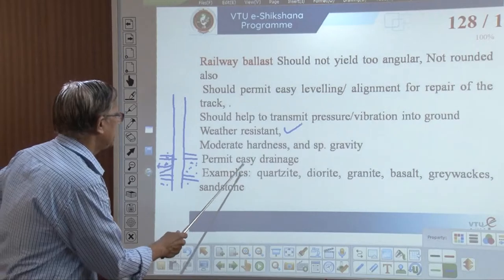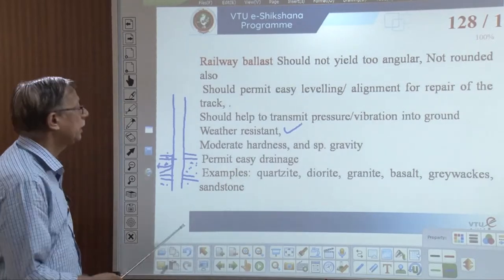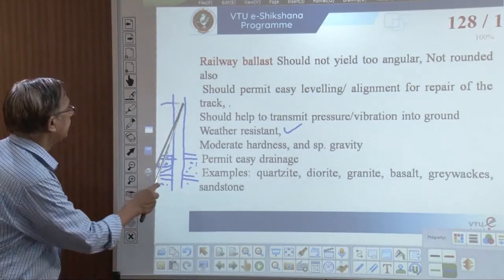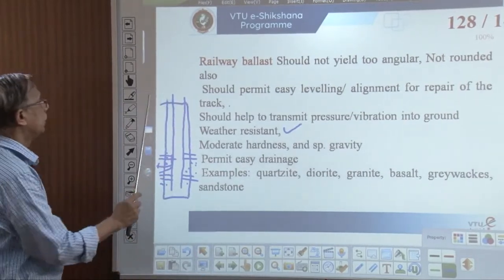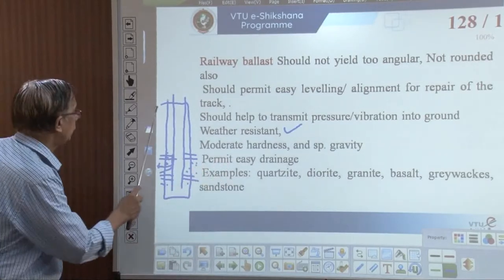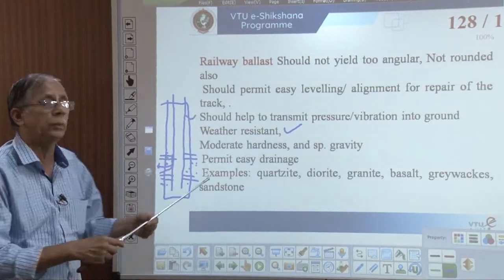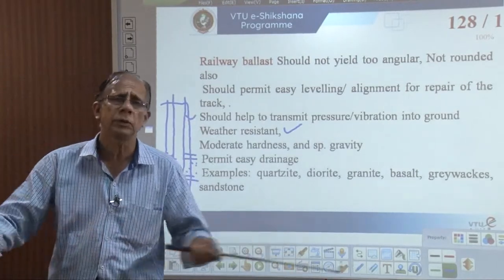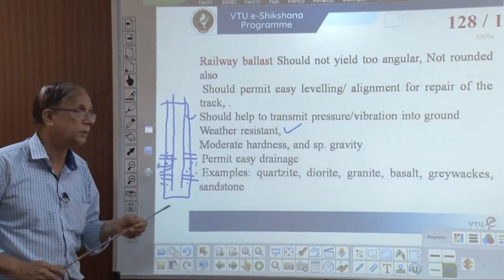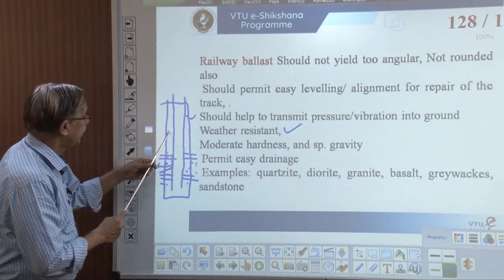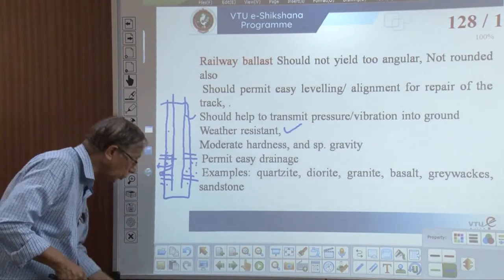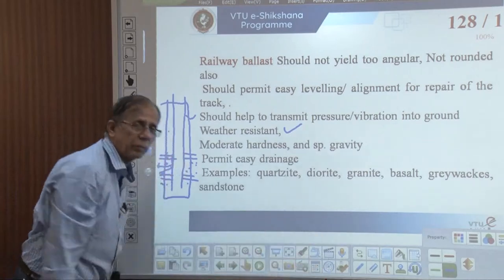They permit easy drainage. In a heavy rainfall area like Konkan Railway, we have heard heavy rain and tracks often blocked, waterlogged, because water does not flow at all. Though they provide a gutter on either side, because of heavy rain the gutter is full and not able to drain out all this water. Water should drain away. How? From the track, through this aggregate, it should go to the ground and escape.